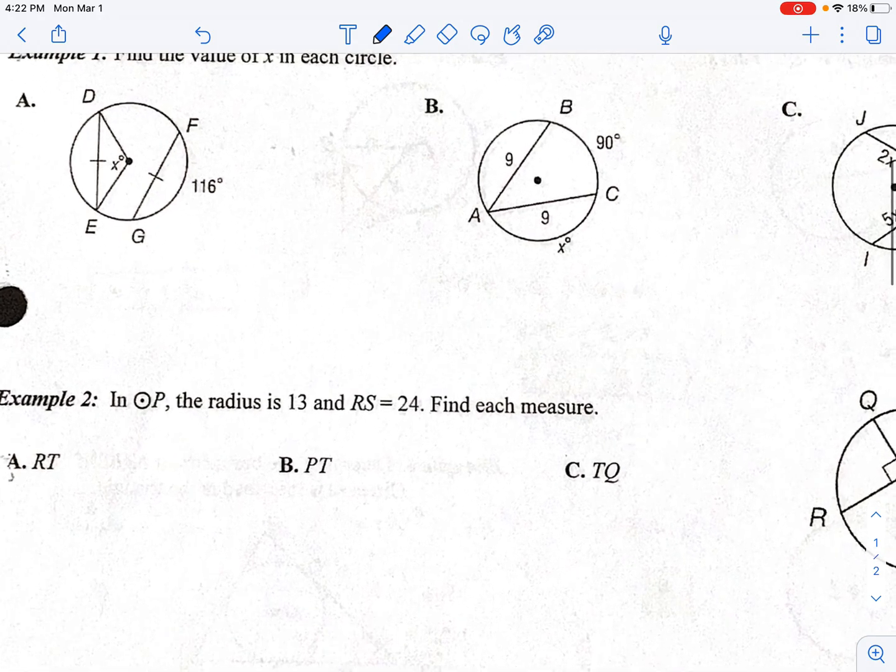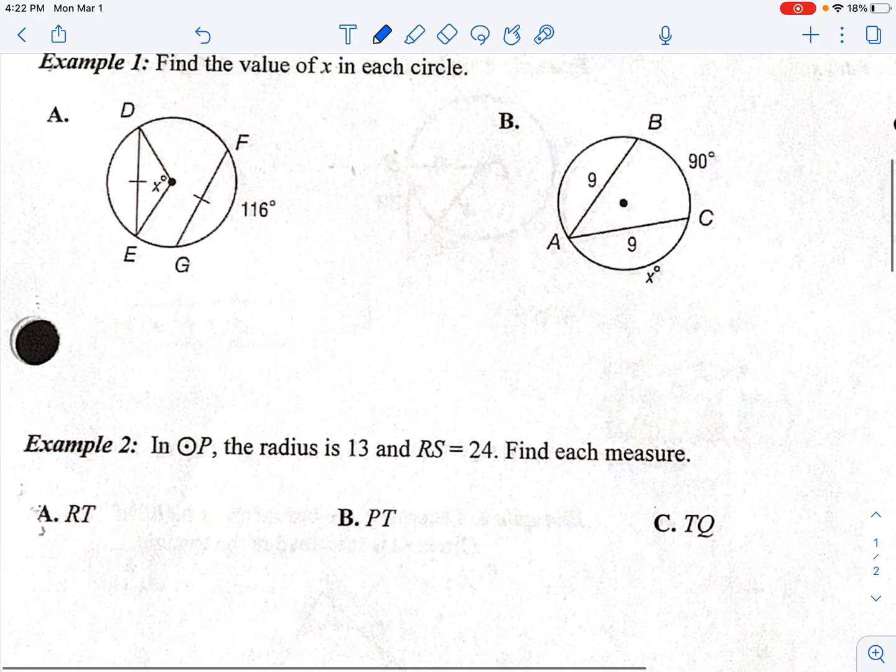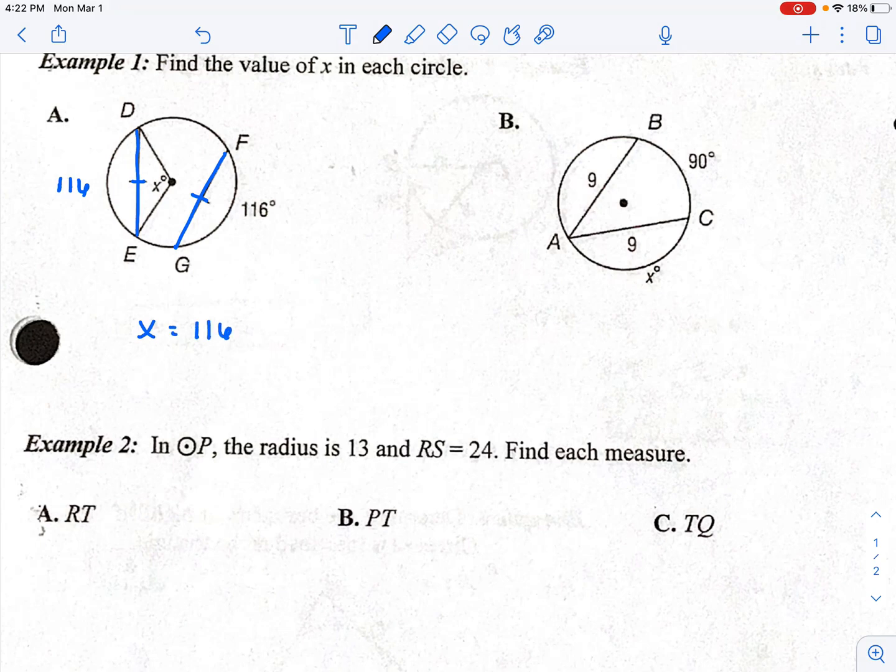All right, so let's do some problems here. So number one, we've got our chords DE and FG. All right, they are congruent, which means their arcs are going to be the same. So if this is 116, this one is 116. X is a central angle, which means it's going to be the exact same as its arc. So X is 116.